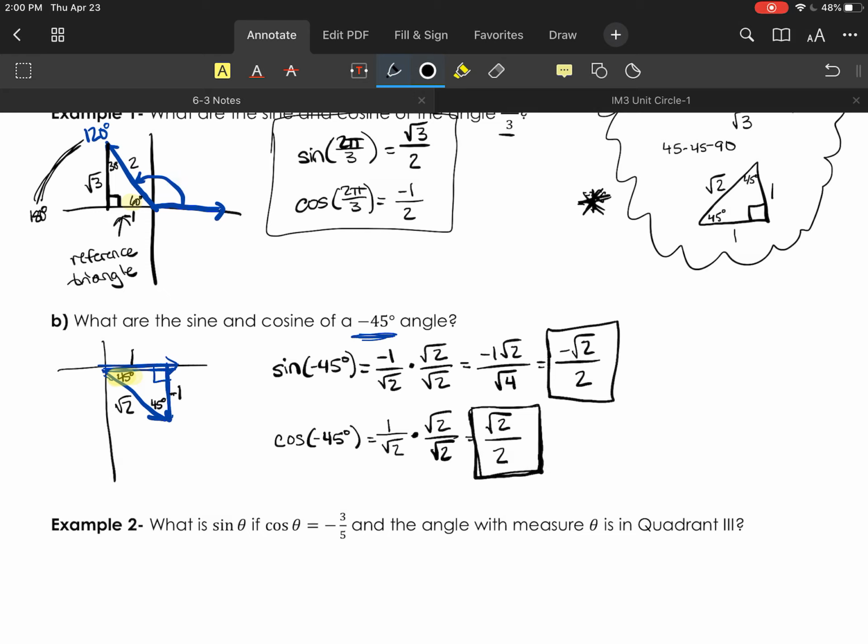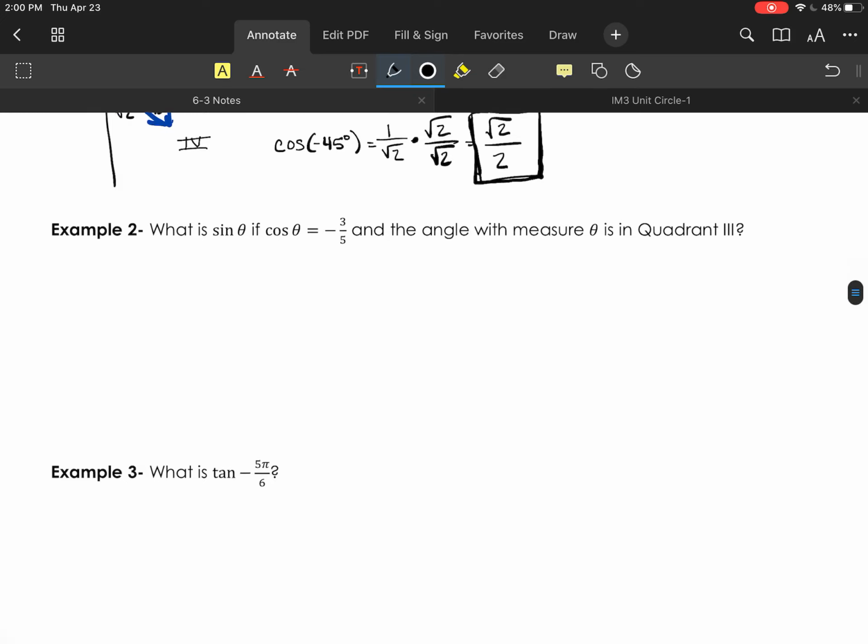So you can see that sometimes your sines are negative or positive, depending on what quadrant they are in. Once again, this triangle would be in quadrant 4. The one we did in example 1 would be in quadrant 2. So depending on what quadrant you're in, that will affect how it turns out.